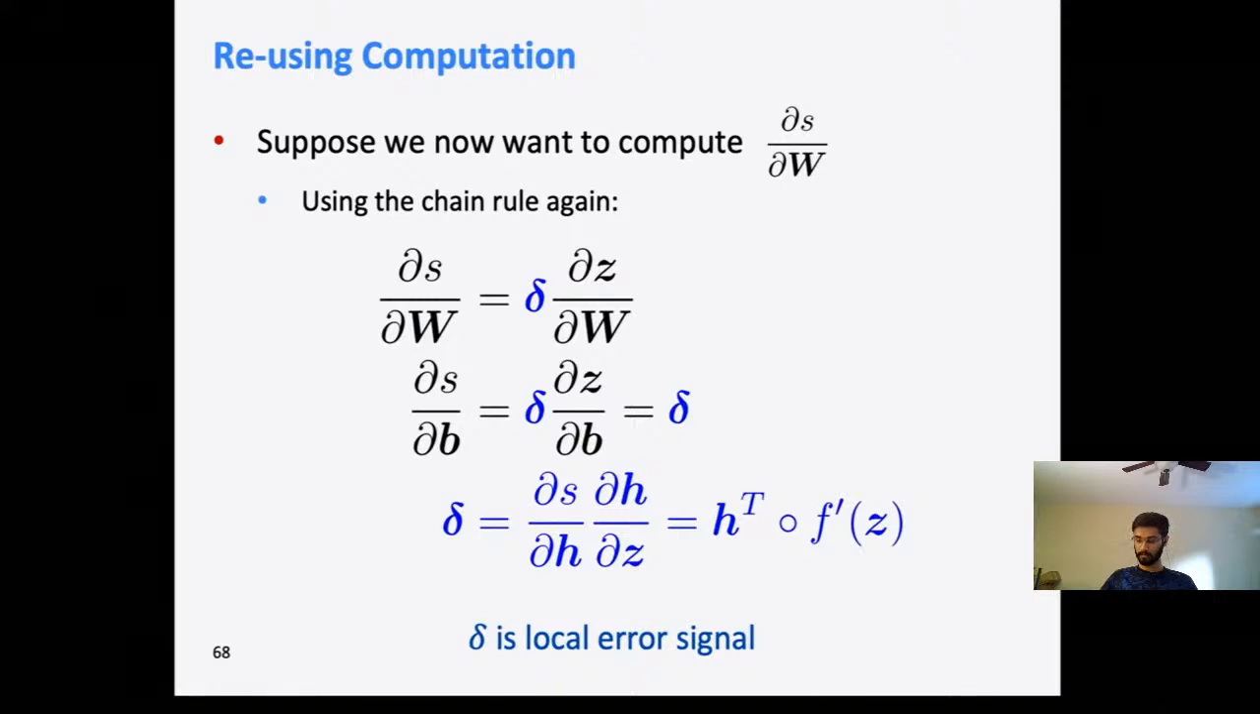And so precisely what we want to notice is that there is one error signal that comes from above, and we want to compute it once and then reuse it when calculating both partial derivatives with respect to W and with B.